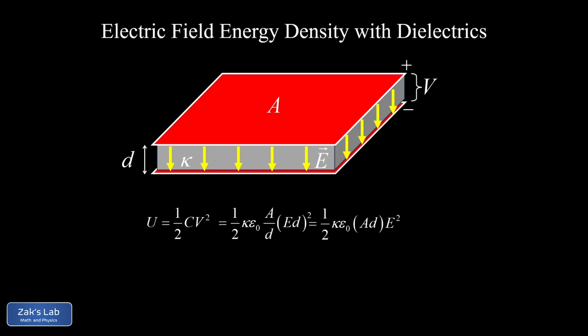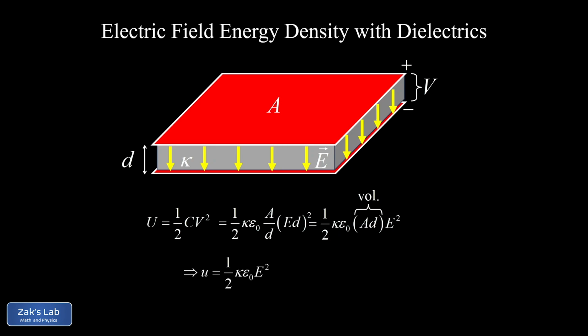I put the AD in parentheses because that has a geometric interpretation. A times D, just the plate area times the separation distance, is simply the volume contained between the plates of this capacitor. Now what we're after here is energy density. That's energy per unit volume between those plates. So I'm just going to divide both sides by volume.